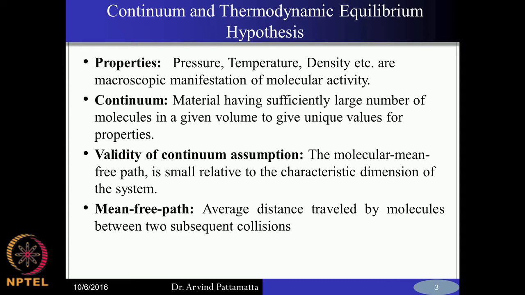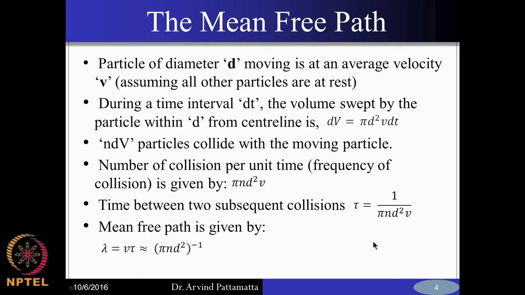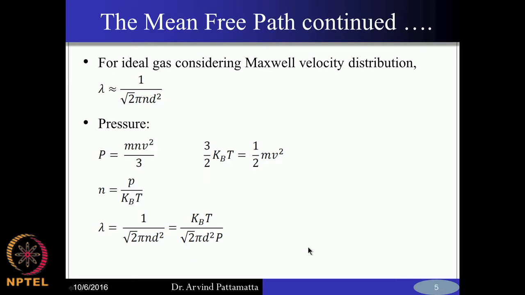Once you are talking about a large mean free path, these continuum assumptions will break down. So, you have to find the validity of the continuum assumption. In order to do that, we define the Knudsen number based on two characteristic dimensions: one is the mean free path, the other is the length scale of the domain. The mean free path is the average distance travelled by the molecules between two subsequent collisions, and under kinetic theory we have seen how to derive the expression for it.